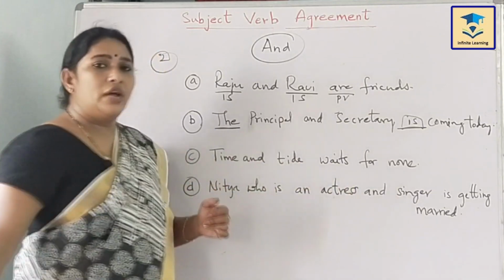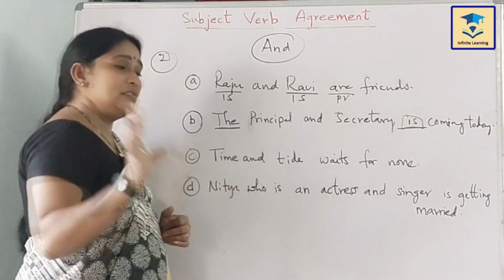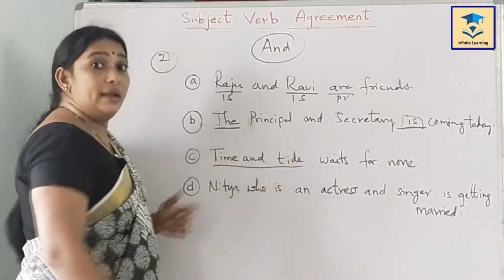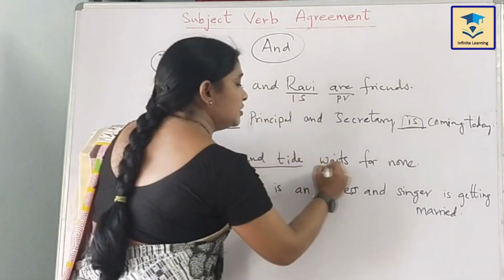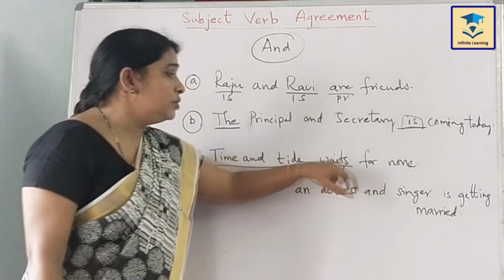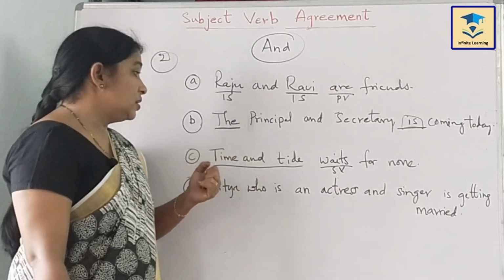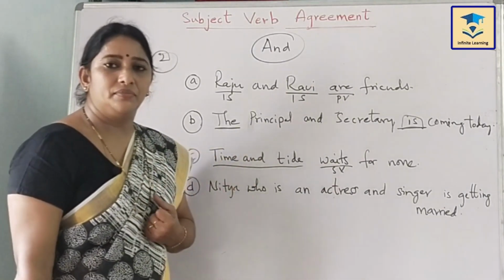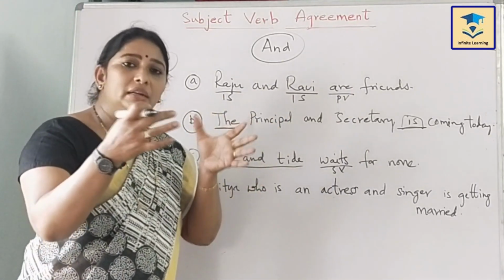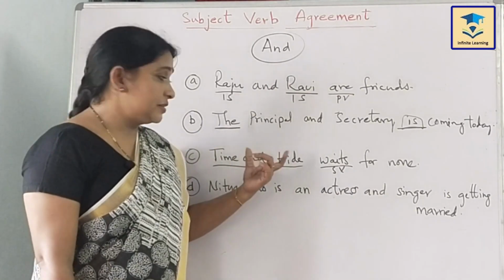Time and tide waits for none. Yes, we got here time and tide. Don't think of this as two different words. Consider this one as a single unit. Time and tide waits for none. So we got a singular verb, not the plural verb. Waits. S is added to the main verb. Waits for none. And regarding this one, I'll give you a few more examples. Bread and butter is my breakfast today, not are. Why? Bread and butter is a single unit. It's a breakfast. Okay? And here one more example.